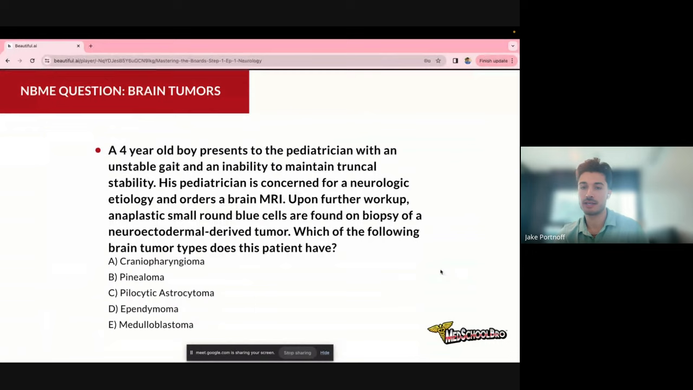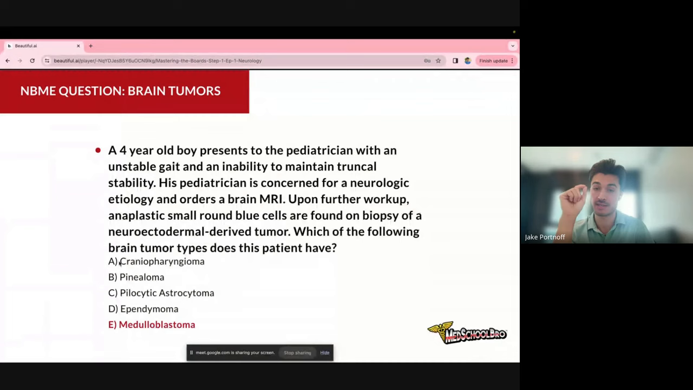Let's just do a quick rapid fire. Craniopharyngioma is going to be what? Derived from your Rathke pouch. Your Rathke pouch is a derivative of your adenohypophysis, right? Your anterior pituitary, your oral ectoderm. These are all associations to remember, guys. Think of a calcified cyst. Think hypopituitarism, because this is the one that compresses your pituitary, and you're going to think of that calcified cyst on imaging.